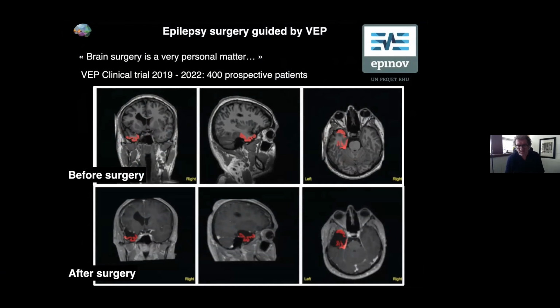Clinical trial since 2019 with 400 prospective patients. And we are estimating these parameters that I just showed you. And here you have a representation before surgery. Here, that's temporal lobe, temporal pole, epileptogenicity heightened before surgery. And then you go down and you see after surgery. This is what is being resected, this resected tissue.